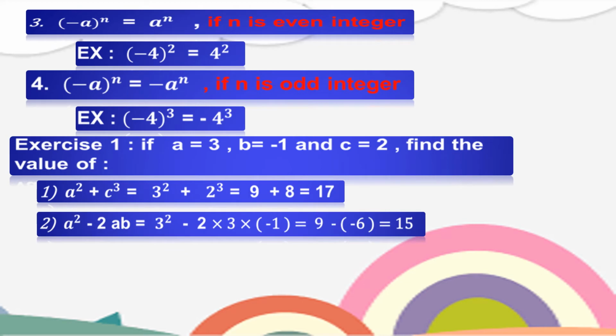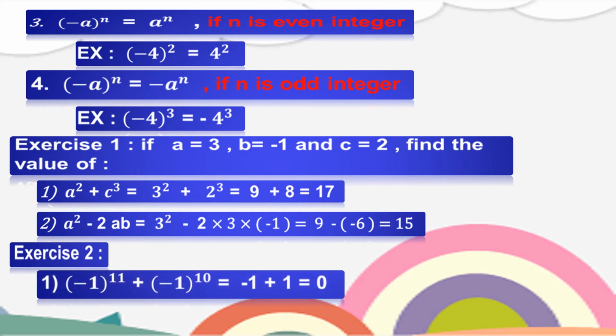Number 2. I need the value of a power 2 minus 2ab. A power 2 equals 3 to the power 2, minus 2 times a times b, so minus 2 times 3 times negative 1. 3 to the power 2 equals 9, and negative 2 times 3 times negative 1 equals negative 6. So 9 minus negative 6 equals 15.